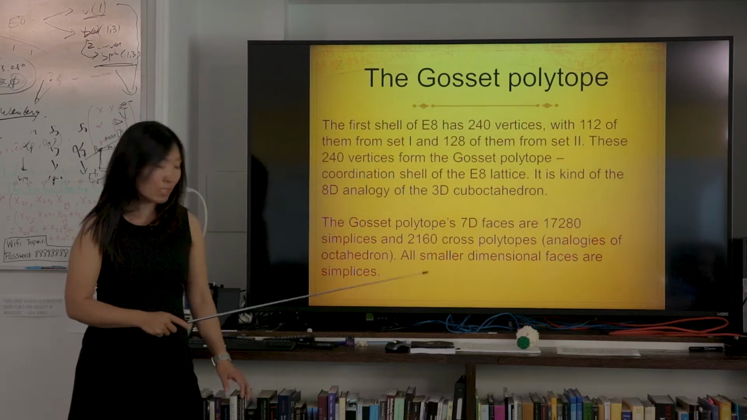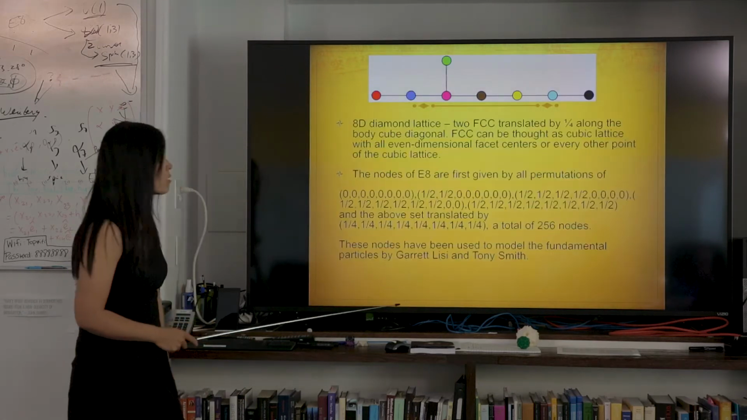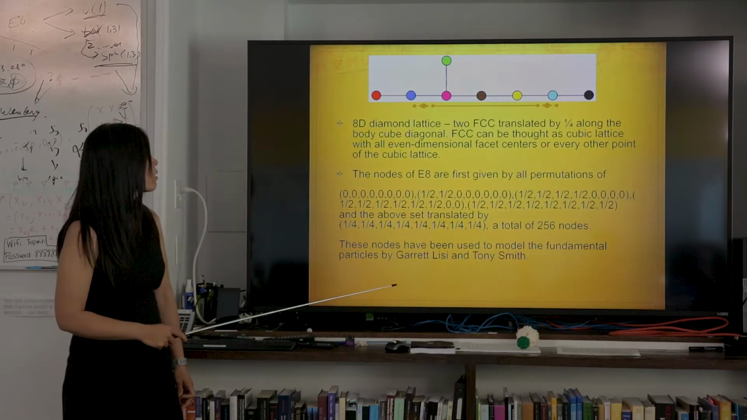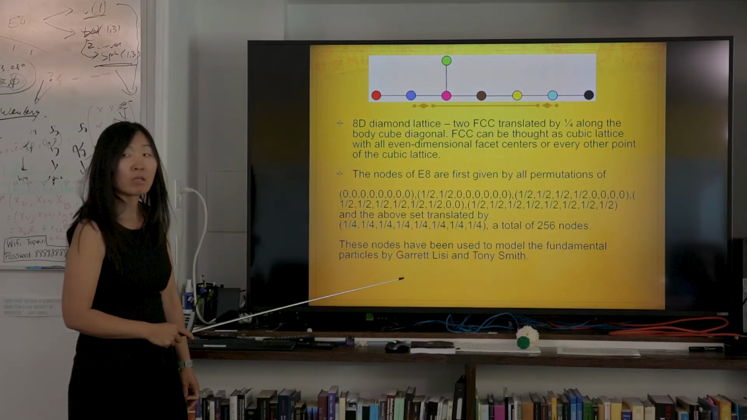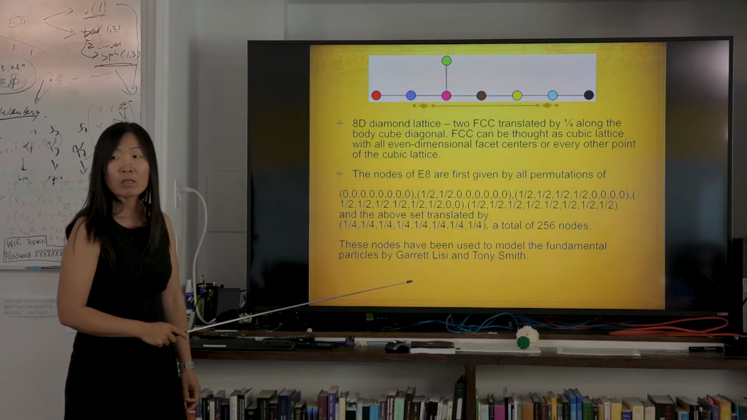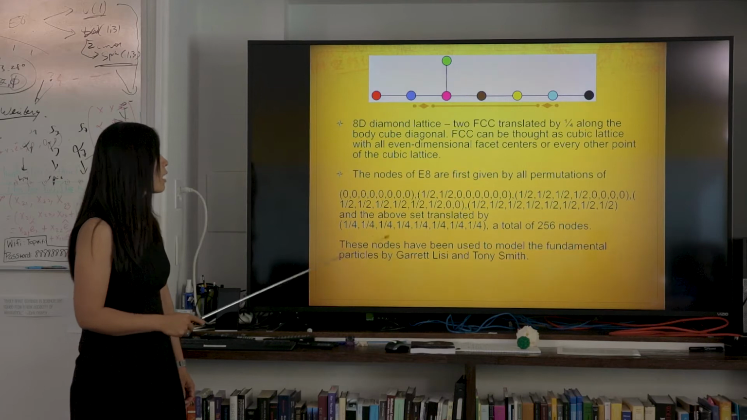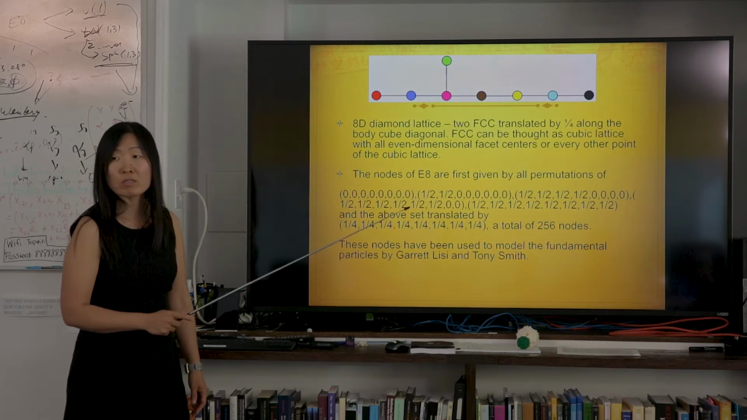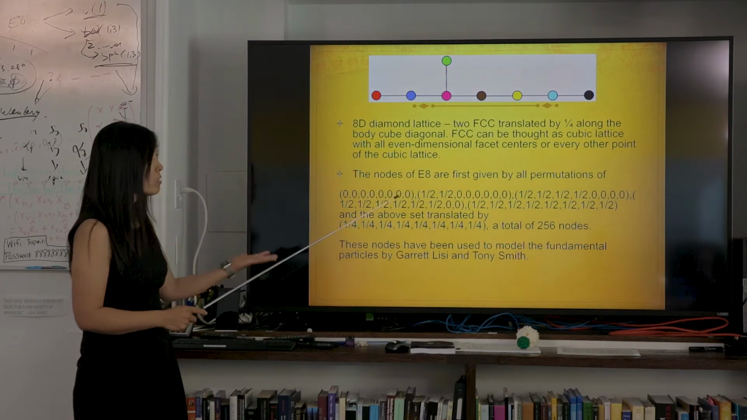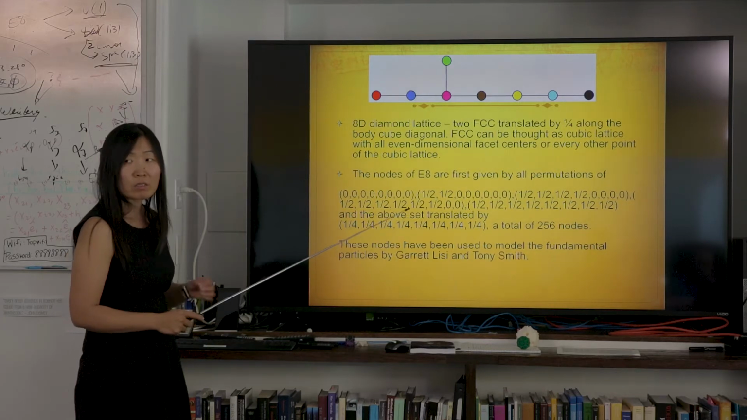Can you go back? Yeah. I don't understand the first bullet point. How is the 8-dimensional lattice made from 2 3-dimensional objects? No, FCC is 8-dimensional. The 8-dimensional FCC. Yeah, it's a face-centered cubic lattice. Yeah, it's not 3D.